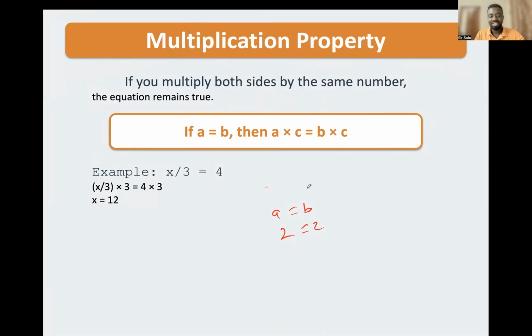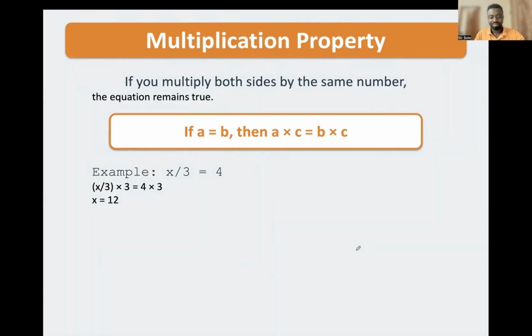Now if C is equal to 6, let's say 2 times 6, this is A, you multiply by 6. Now this is B, I multiply by 6. 2 times 6 is 12, and B times 6 is 12. And so if A is equal to B, then A times C is equal to B times C.